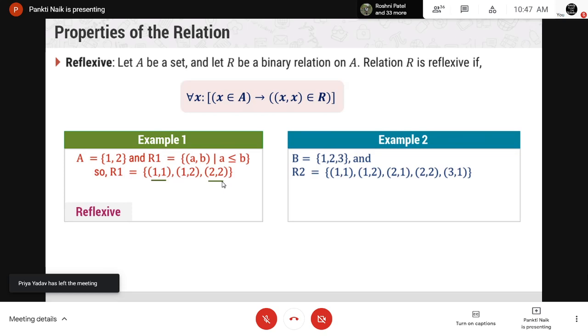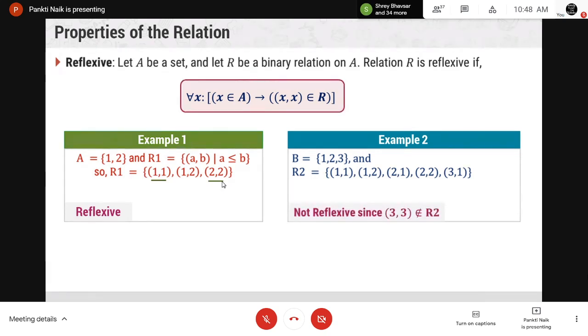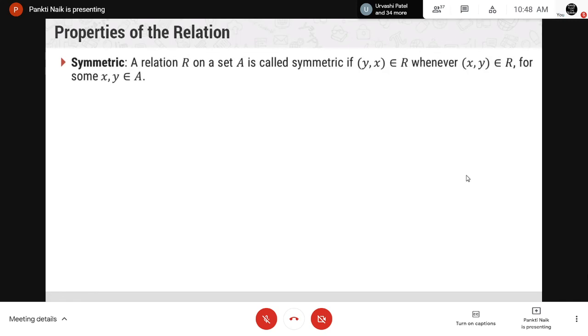Now B equals 1, 2, 3. So this is the relation set for that set B. And this is non-reflexive since (3, 3) is not part of the relation R2.